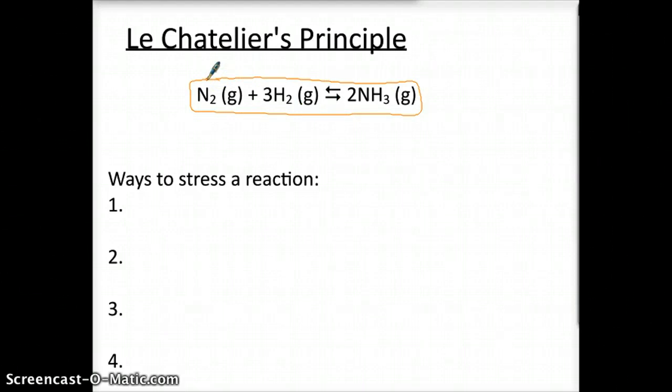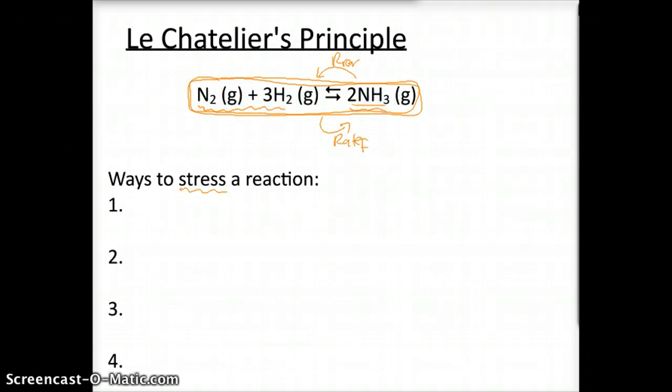If this is at equilibrium, we know that the forward rate is equal to the reverse rate. And we know the concentrations of the reactants and products are remaining constant over time. However, if we stress this reaction, meaning if we do something to it, the reaction won't be at equilibrium anymore. But what Le Chatelier's principle describes is that this system will shift itself. It will adjust itself to get back to equilibrium by changing the concentrations of reactants and products.